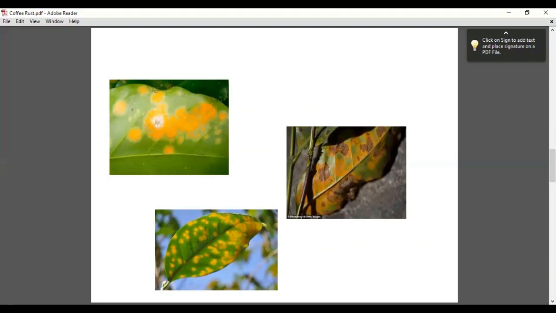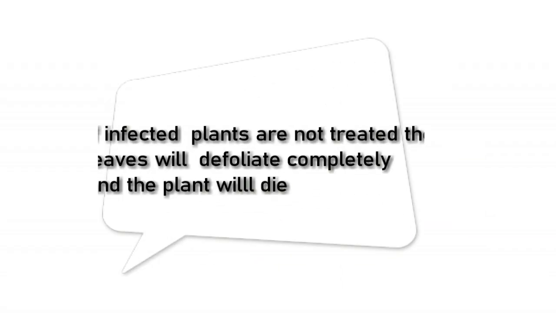The infected area of the leaves will produce yellow to orange spots that eventually will cause necrosis. Soon, the infected leaves of the coffee plant will drop off and cause a decrease in plant growth and fruit production. If infected plants are not treated, the leaves will defoliate completely and the plant will die.